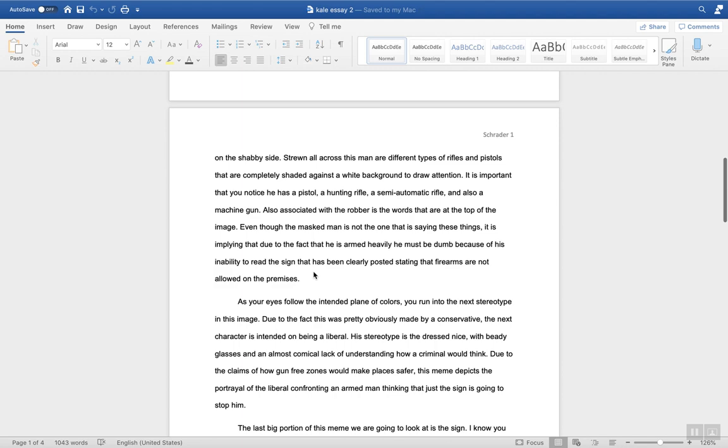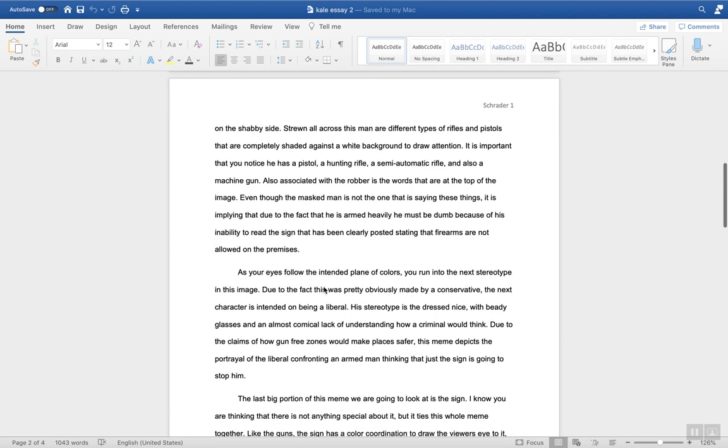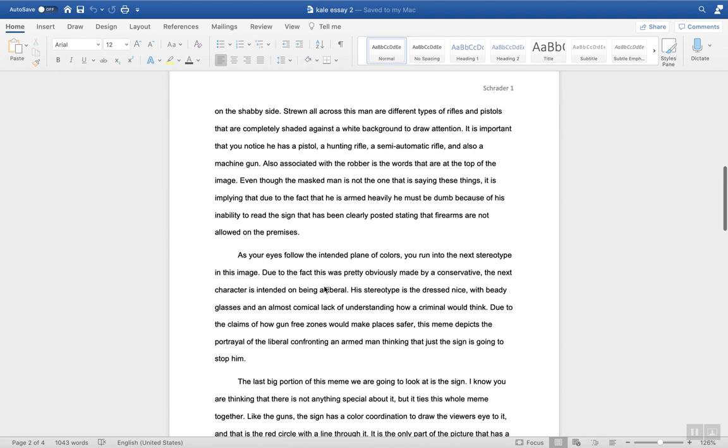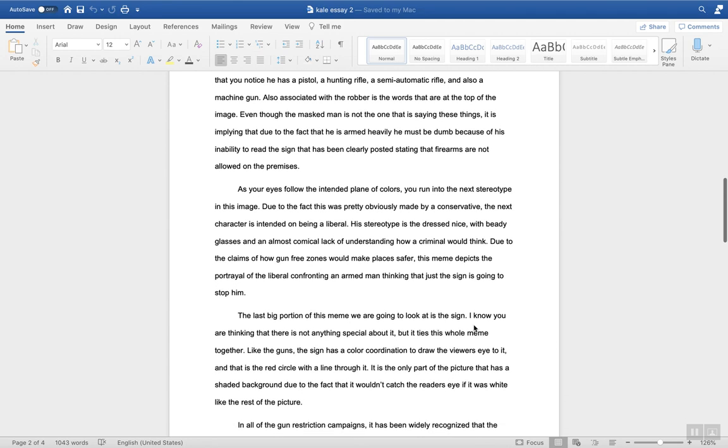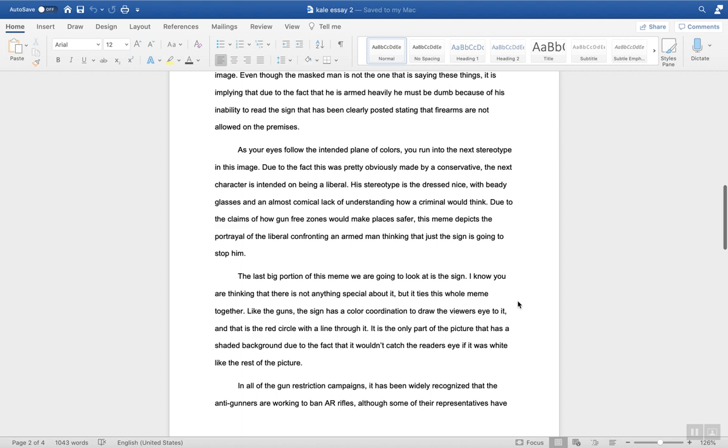In other words, there's quite a few areas that would benefit from that. So this paragraph is a really good example of wordiness. You repeat the idea of due to the fact. Editing that out will make your essay stronger.